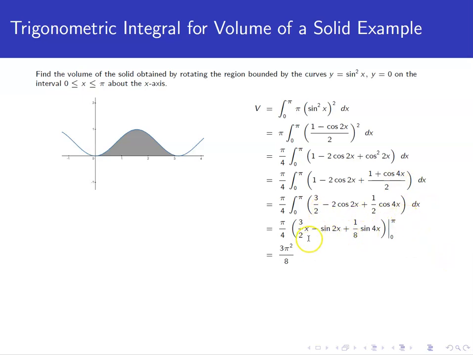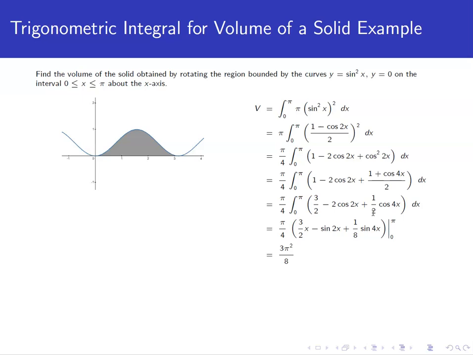Antiderivative of 3/2 is just 3/2 x. Antiderivative of 2 cosine 2x is just a sine 2x. Antiderivative of 1/2 cosine 4x is just a 1/8 sine of 4x. Remember, we have to adjust for this 4 out in front. So that's where the 1/8 is coming from, the 2 that we already had, and the 4 that has to come out in front as a 1/4 when we antidifferentiate this cosine of 4x.